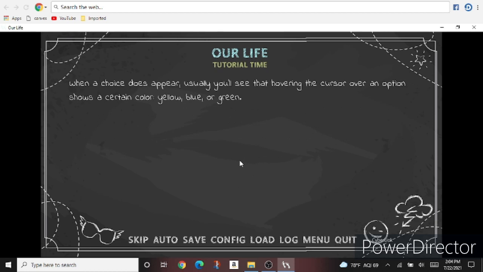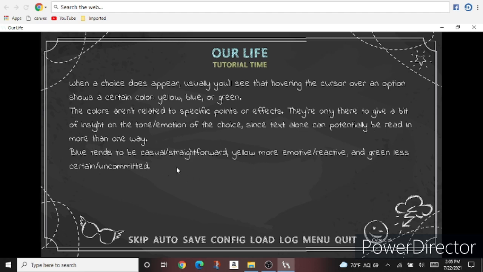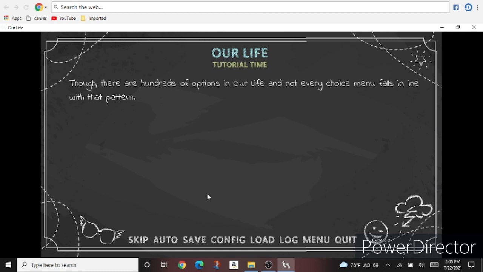When a choice does appear, you'll usually see that hovering the cursor over an option shows a certain color: yellow, blue, or green. These colors are related to certain specific points or effects. They're only there to give a bit of insight on the tone and emotion of the choice. The text alone can potentially be read in more ways than one. Blue tends to be casual, straightforward. Yellow is more emotive, reactive, and green is less certain, uncommitted. We'll be using a lot of yellow and blue.